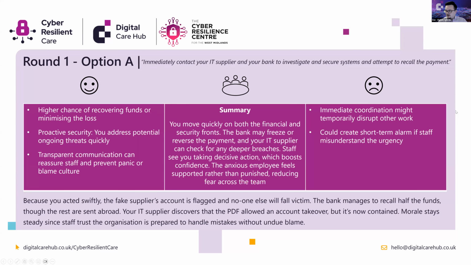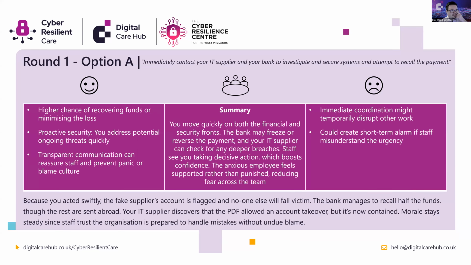So this is our round one, and I'll make sure I'm keeping us to time. So option A, which 80% of us chose, is immediately contact the supplier, the bank, investigate, secure the system, recall the payment. And as you'll see on this screen, in the middle we've got a summary of effectively what we do. There's a happy face on the left, which is obviously the good things that happen, a frowny face on the right, which is the bad things that happen.